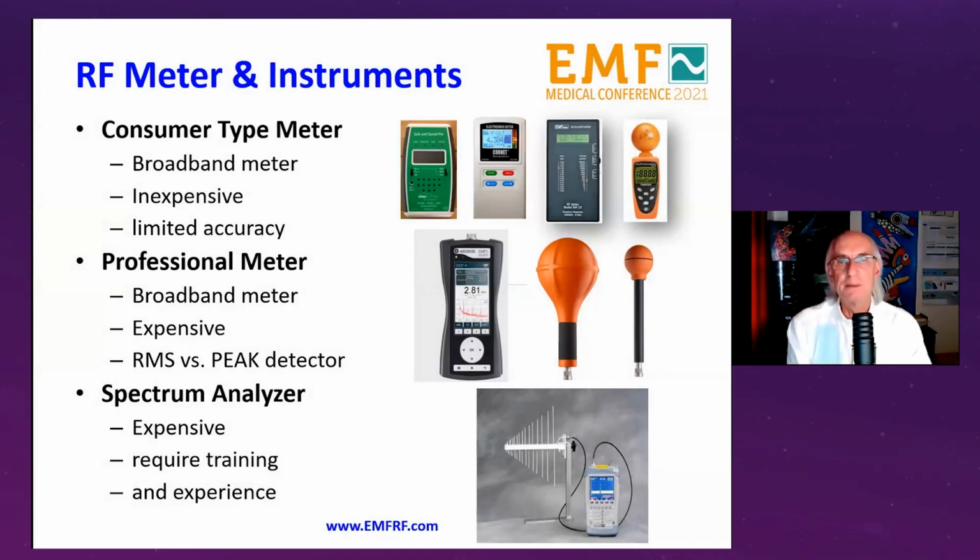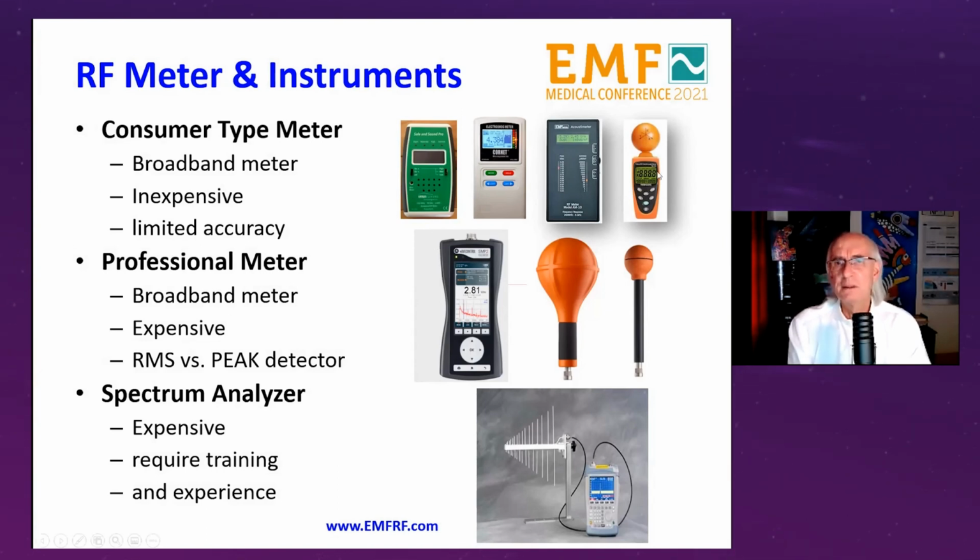Now, let's talk a little bit about the meters. I basically differentiate them into consumer-type meters, professional meters, and spectrum analyzers. Consumer-type meters are wonderful. They're inexpensive. They are very good scanning tools. The only limitation is they're not very accurate. So don't rely on the accuracy of it, but look at the trends of it. Look at what your background is, and when you go towards the source, what's the increase? Is it 10-fold, 100-fold, 1,000-fold, 10,000-fold, and so on. So very good screening tools.